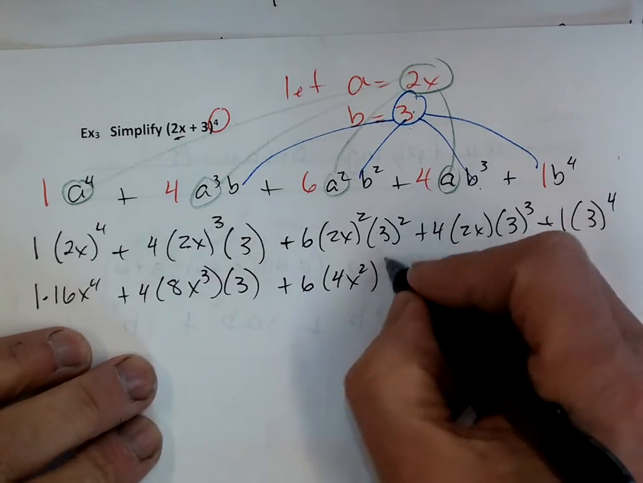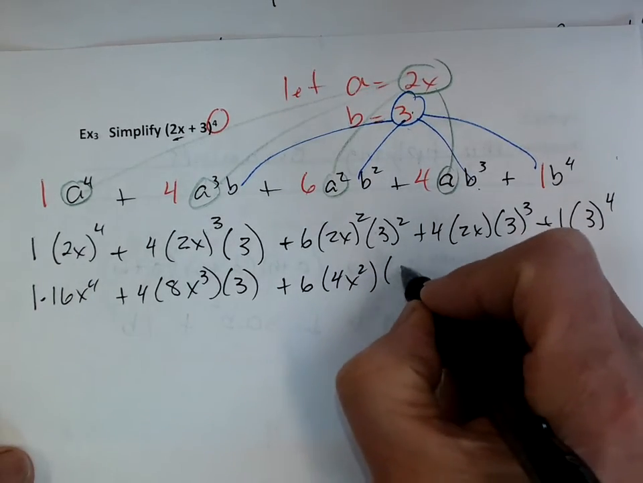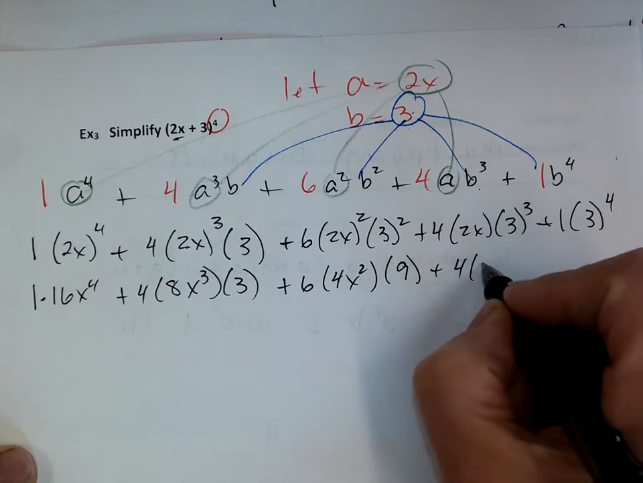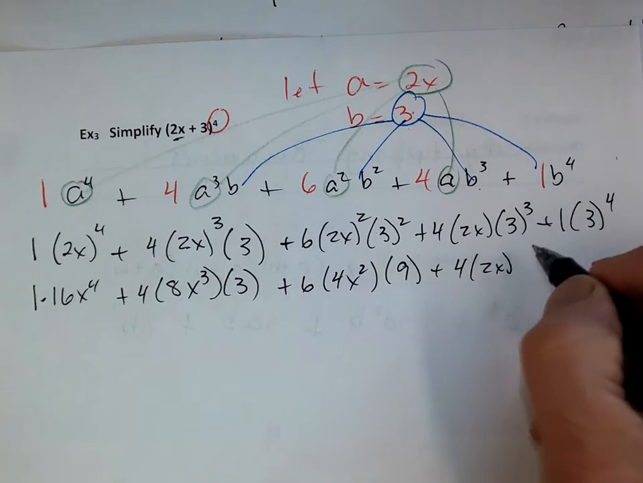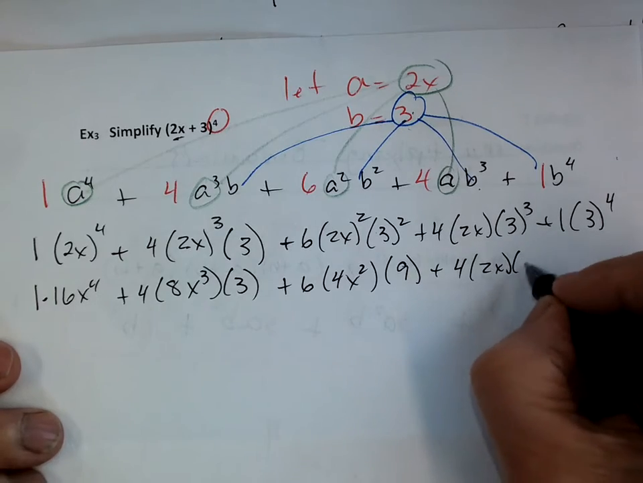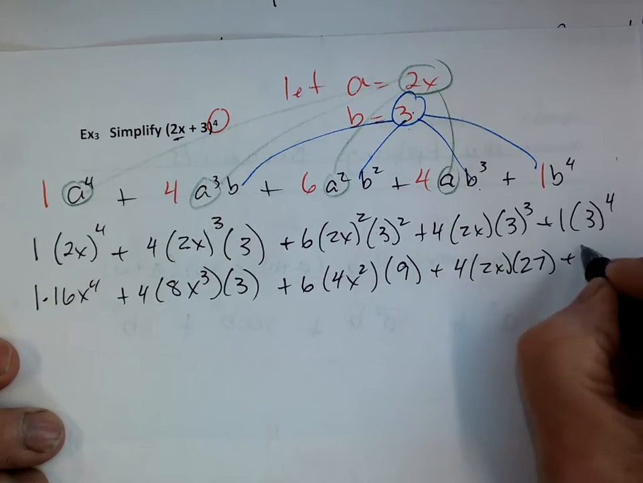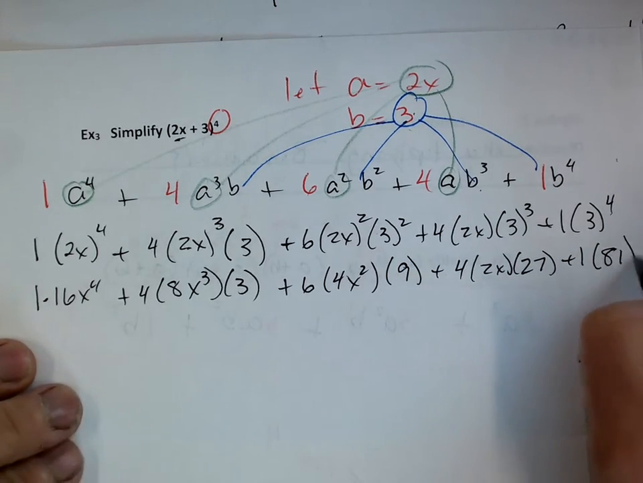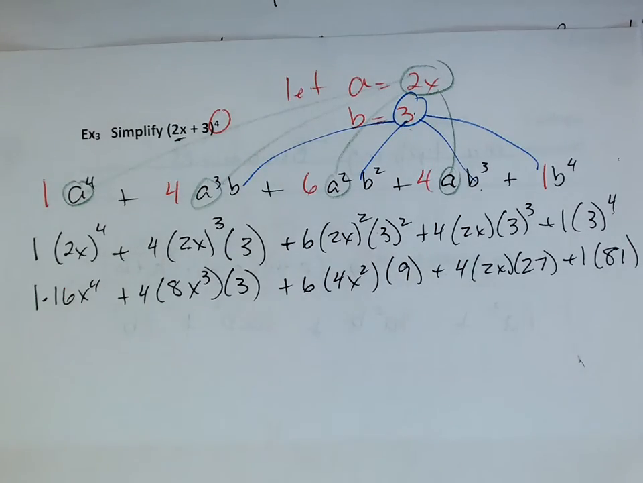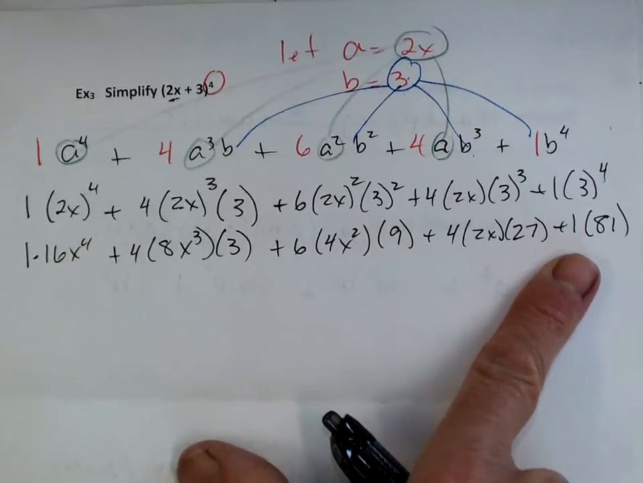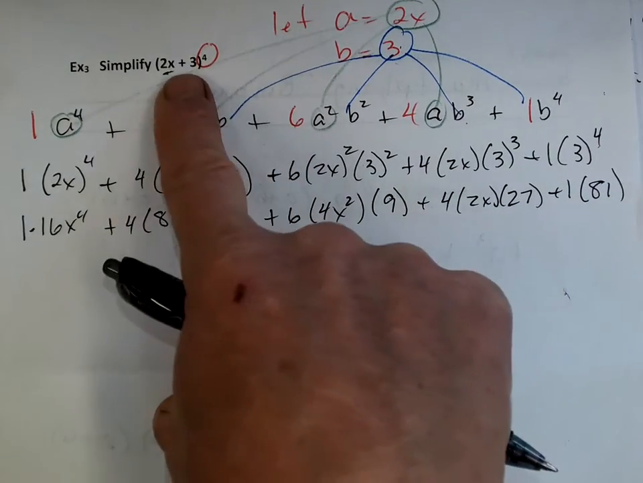Times now 3 squared. What's 3 squared? Well, 3 times 3 is 9. Plus 4 times 2x. And now I've got a 3 cubed, which is 3 times 3 times 3, which is 27. Plus 1 times, let's see, what is 3 times 3 times 3 times 3? 81. And you can use a calculator. Okay, I'm almost done. This next step, and I'm done. All I'm going to do is take my calculator and multiply all of these numbers, and I'll have it done, okay? Really. And this is, believe it or not, faster than writing this out and multiplying it 4 times.